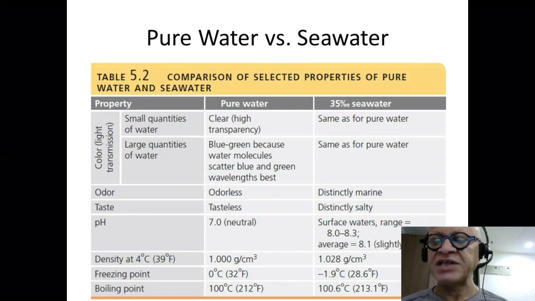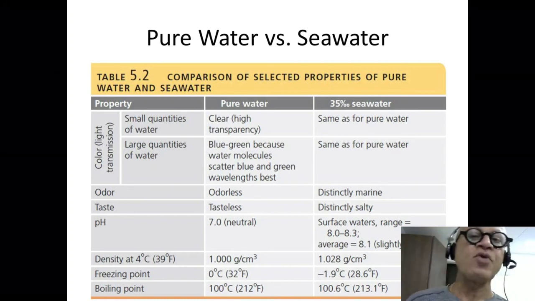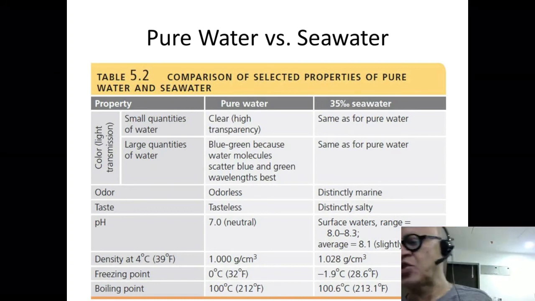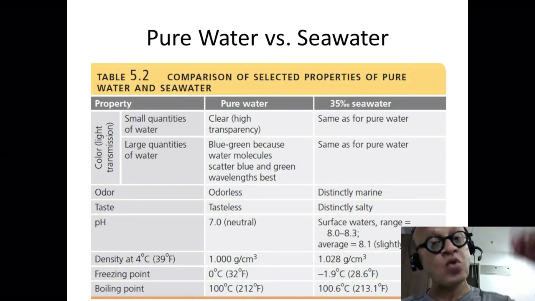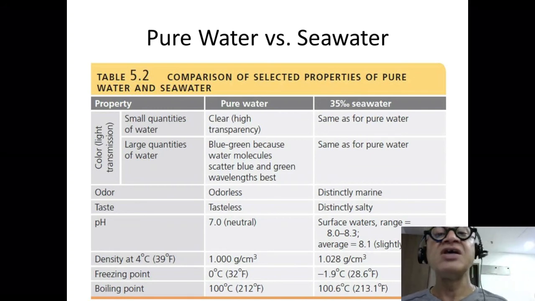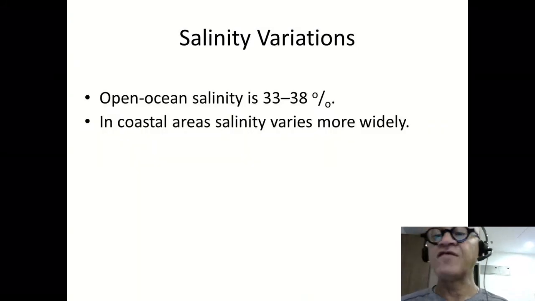Density, maximum density at 4 degrees for pure water is 1 gram per centimeter cube, as we saw before. It is about 1.028 gram per centimeter cube for ocean water. Pure water freezes obviously at 0 degrees, whereas the salt reduces the freezing point, so the ocean water freezes at minus 1.9 degrees centigrade. So the coldest waters at the bottom of the ocean will be not frozen, but they will be less than 0 degrees centigrade. Boiling point also is increased just a little bit because of all the salts.